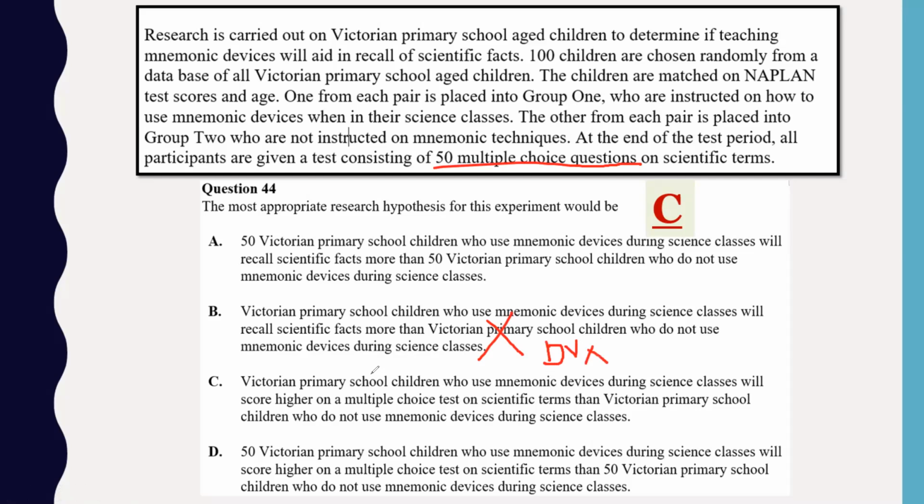It can be option C because we've got a nice population there. We've got a clear stating of the IV. We've got a clear stating of the DV, and those IV and DV have been operationalized, and the control group, which is Victorian primary school children who do not use mnemonic devices, has been clearly acknowledged. So that's why the best option should be C. So hopefully most of you got that answer.